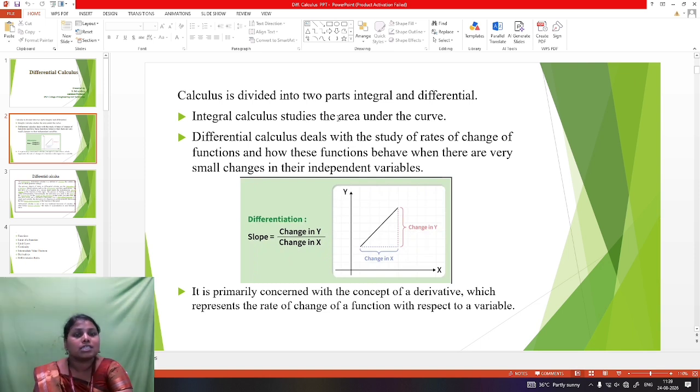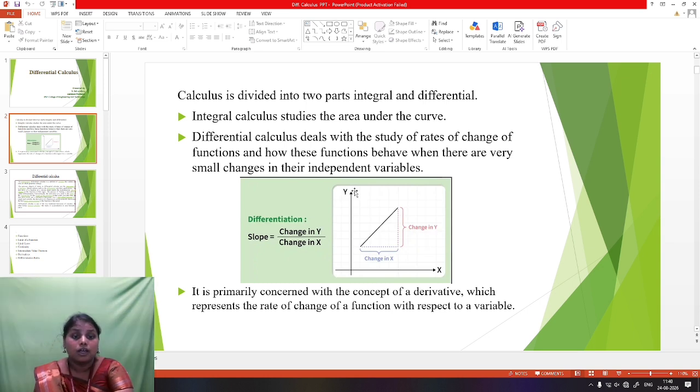Integral calculus studies the area under the curve; when the area is mentioned, we find the value of the integral. Next, differential calculus deals with the study of rates of change of functions and how these functions behave when there are very small changes in their independent variables.